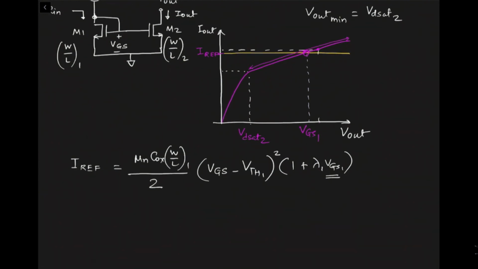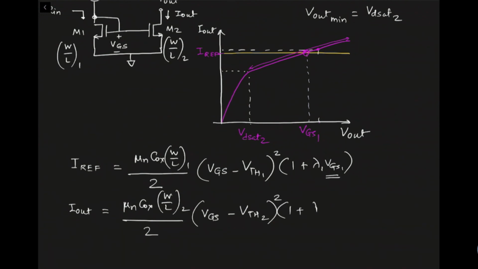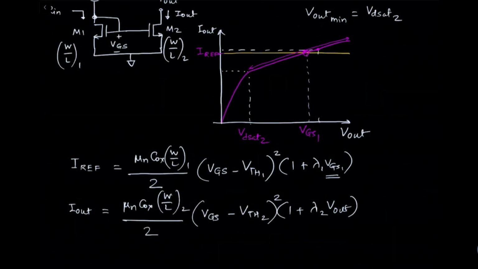And then I out, the output current, is going to be mu n Cox W by L of transistor 2 divided by 2. In this particular case also we have VGS, the gate-to-source voltage, minus VTH2, the threshold voltage of transistor M2, squared, multiplied by 1 plus lambda 2 VDS2. All right, so since these two transistors M1 and M2 are right next to each other, you can assume that they match, and also there is no body effect in this case. Both of them will have ground as their body.